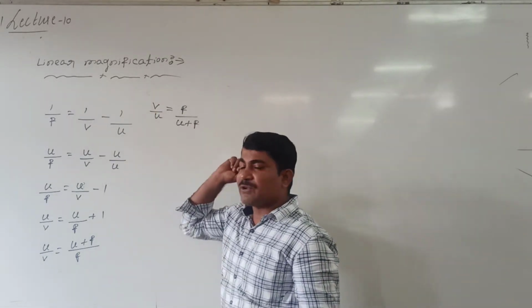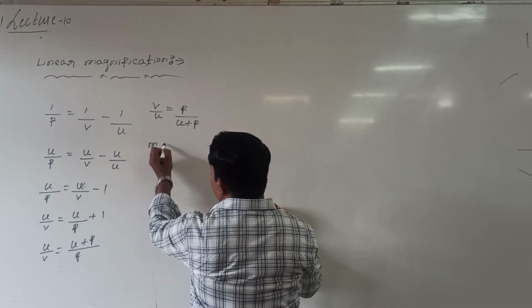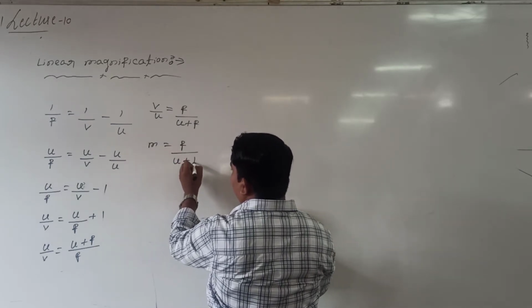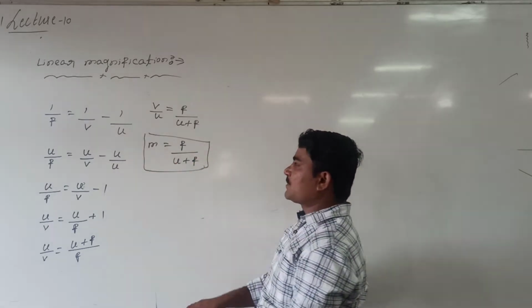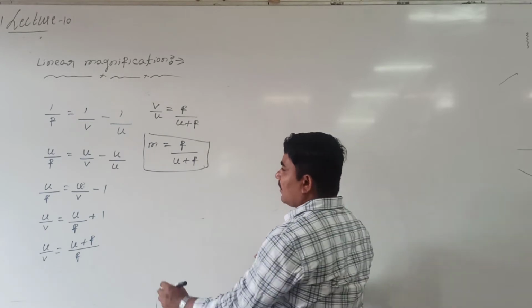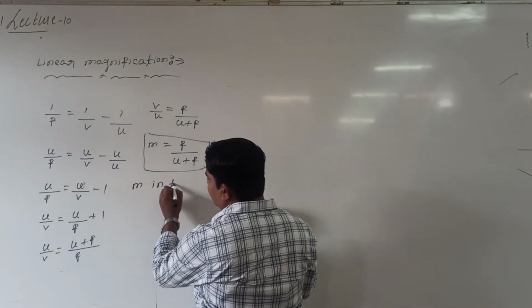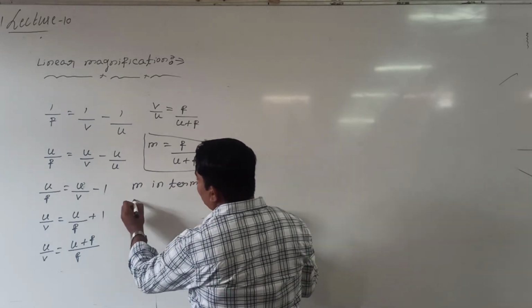Where v by u is equal to linear magnification, already we have seen that. Then I can write m is equal to what value? f divided by u plus f. What is it? Linear magnification in terms of u and f.